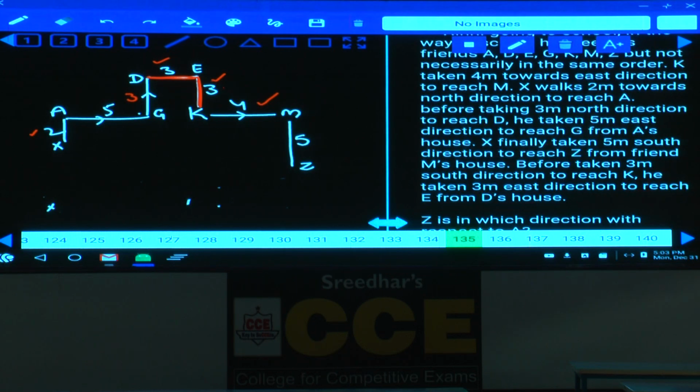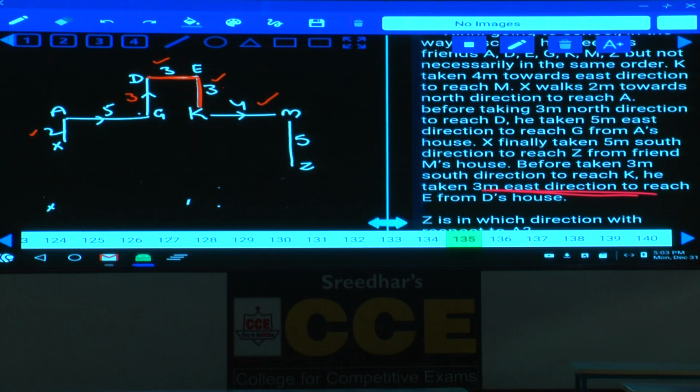Hence, whenever this word before is there, always start in the reverse order. He has taken 3 meters east direction to reach E from D's house. From D's house, how many meters has this person taken? 3 meters. After that, he has taken 3 meters south to reach K. Done?